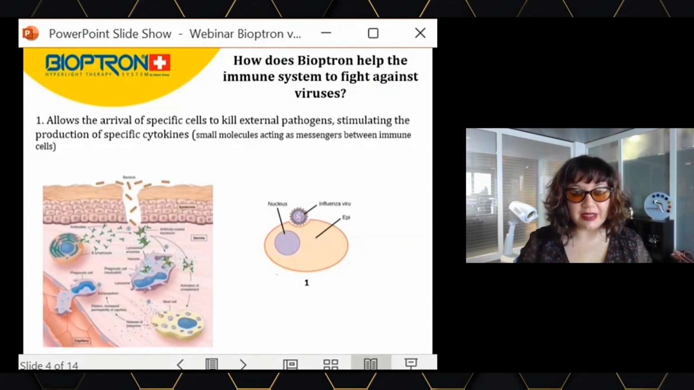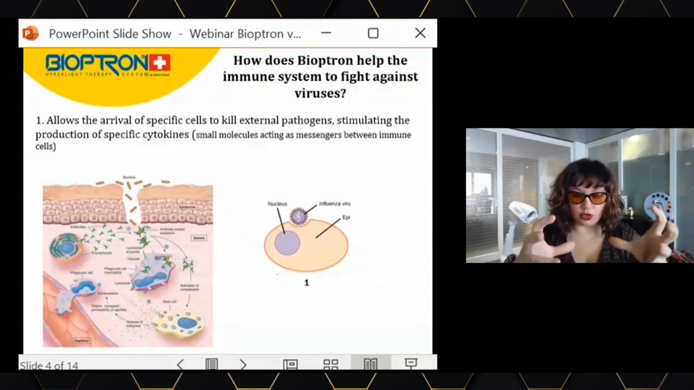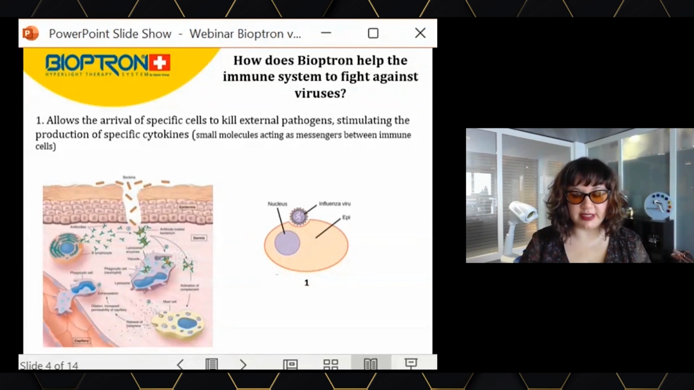For that, our body needs to send specific cells from the immune system. It's like our body needs to send a lot of soldiers that will fight against this external pathogen, in that case, this virus. For that, they need to know where to go, and this is thanks to the cytokines. Cytokines are small, very diverse molecules that will call the soldiers to arrive at the infection site. We know that Bioptron stimulates the secretion of these cytokines, helping the immune system, helping these soldiers to arrive at the infection site to fight against the viruses that are entering our body.